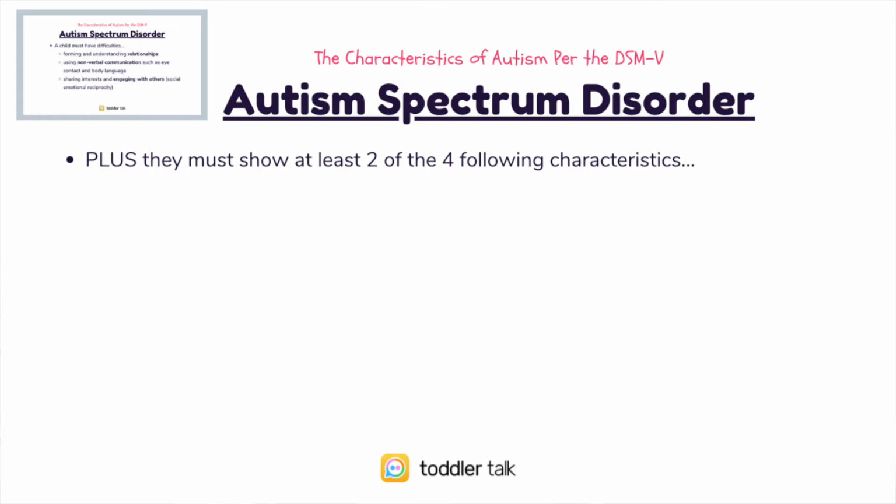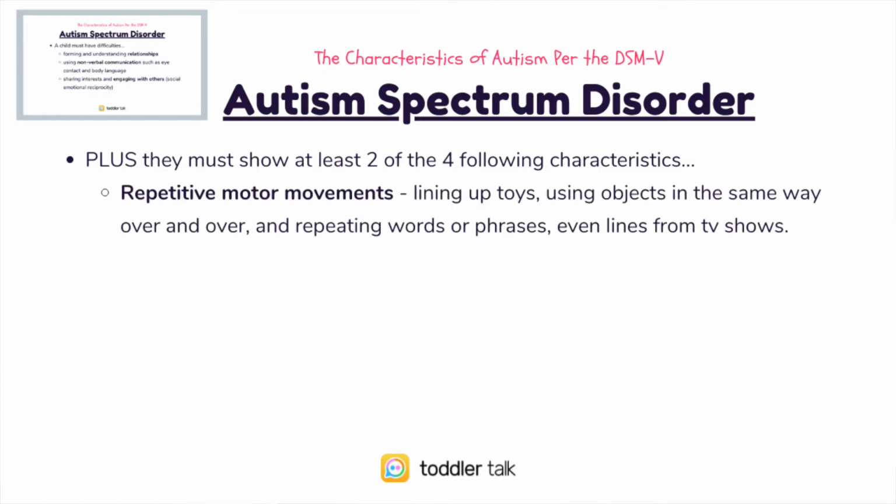In addition to these three things, a child must show at least two of the four characteristics in order to qualify for a diagnosis of autism per the DSM-5. Repetitive motor movements. This could be lining up toys, using objects in the same way over and over, and repeating words or phrases, even lines from TV shows.